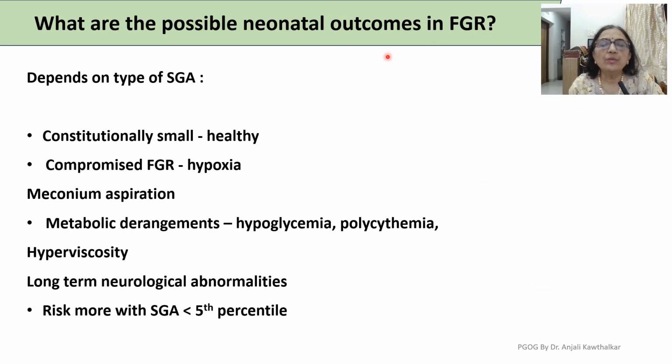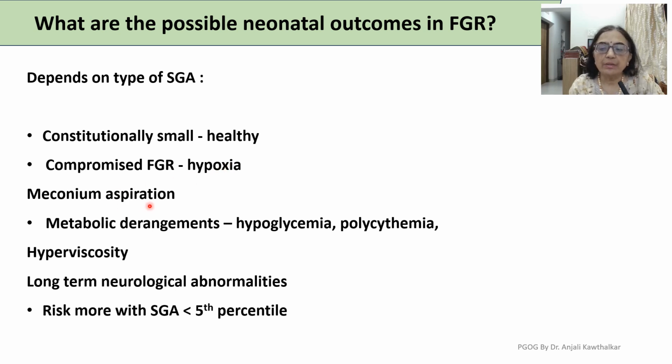What are the possible neonatal outcomes in FGR? Suppose you see 10 patients. What are the various possibilities? It depends on the type of small for gestational age baby. Once the baby delivers, we call it small for gestational age. Either the baby can be small but constitutionally small, in which case it will be a healthy baby. But when it is a compromised fetal growth restricted baby, hypoxia can be there, neonatal hypoxia.